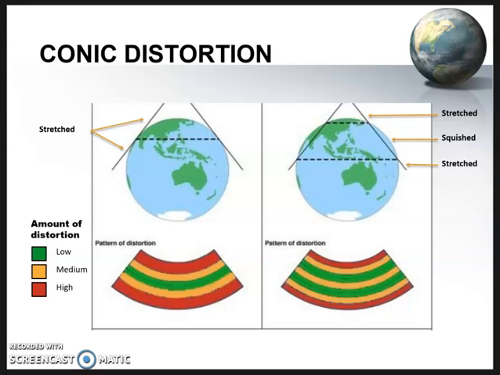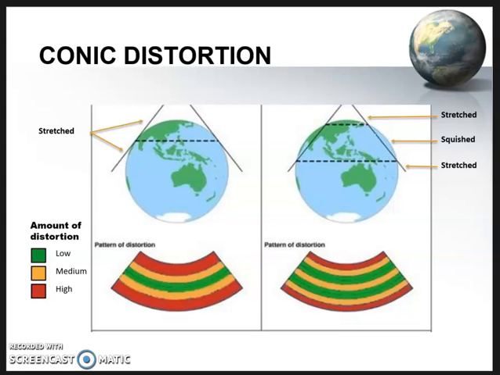So again, if we look at conic distortion, red is high distortion, and low is green. And so we can see, depending on whether the conic projection is tangent or secant, we have different variations of distortion.